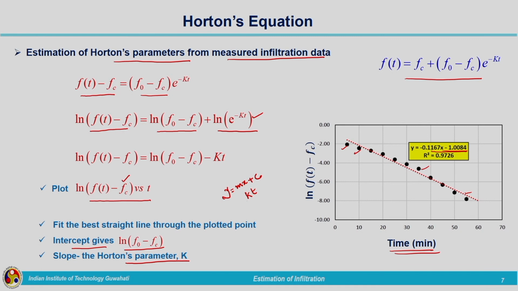We are having the cumulative infiltration. If we are plotting and finding out the infiltration rate, finally as time elapses, you can understand that the infiltration rate value is not changing with respect to time. It will be attaining a constant rate. That value can be considered as f of c. So, by making use of these things, you can get the Horton's parameters.